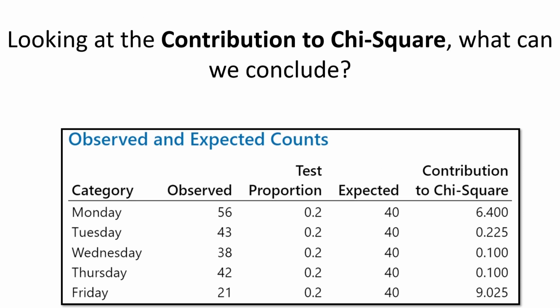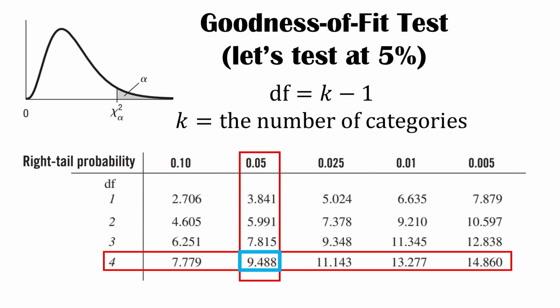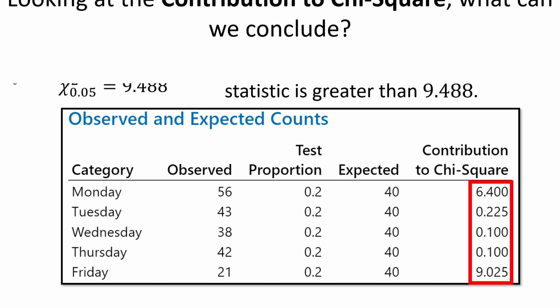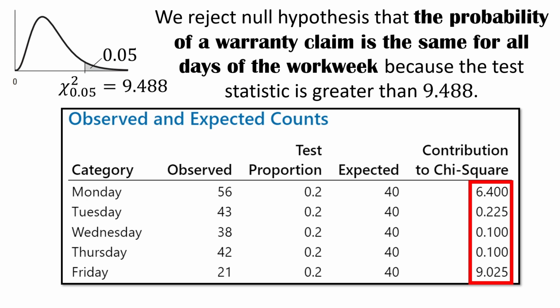So what you should notice, if I just go back a slide, remembering that the critical value for our test was 9.488. And so if our test statistic is bigger than that number, we're going to reject the null hypothesis. And if you look at that last column, the bottom number is more than 9, and the top number is 6. So if you add those together, you're going to get a number bigger than the critical value. So we reject the null hypothesis that the probability of a warranty claim is the same for all days of the work week because the test statistic is greater than the critical value. And we're rejecting at the 5% level of significance.